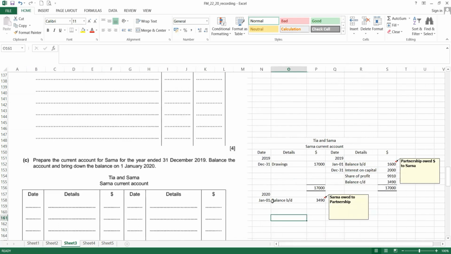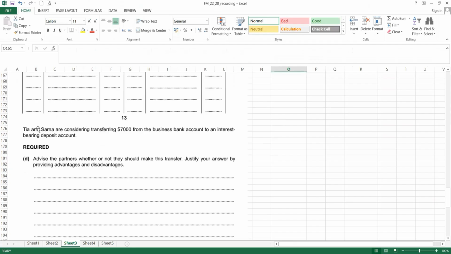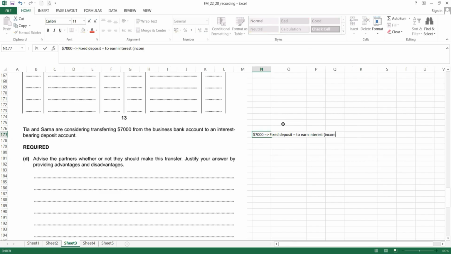Now let's continue. Tia and Satna are considering transferring 7,000 from the business bank account to an interest-bearing deposit account. So they want to take out 7,000 and put it into the FD. This is basically a fixed deposit, which gives interest, to earn interest. So this is the income.